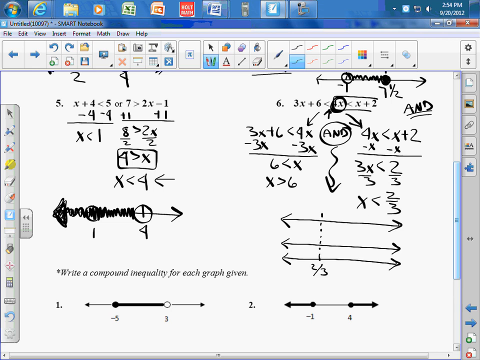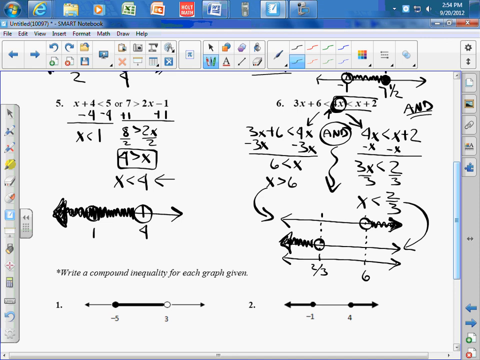2/3 to the left, 6 to the right. How do you graph x is greater than 6? Hollow at 6 and shade to the right. How do you graph x is less than 2/3? It's a hollow circle at 2/3 and you shade to the left.